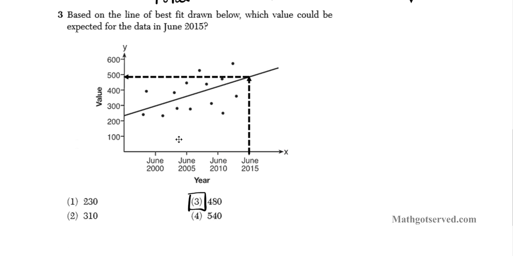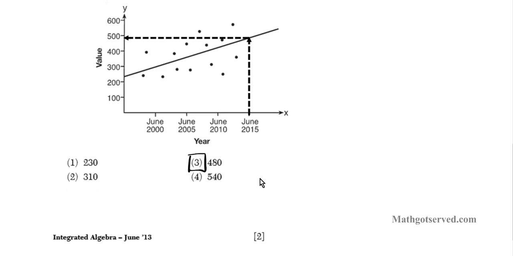Question 3, you're asked to find the output for June 2015. All you do is you start from June 2015, draw a straight line to the line, positive linear correlation, and then you trace it to the output. The number next to 500, above 400, the best option is 480. Okay, so that's your output.